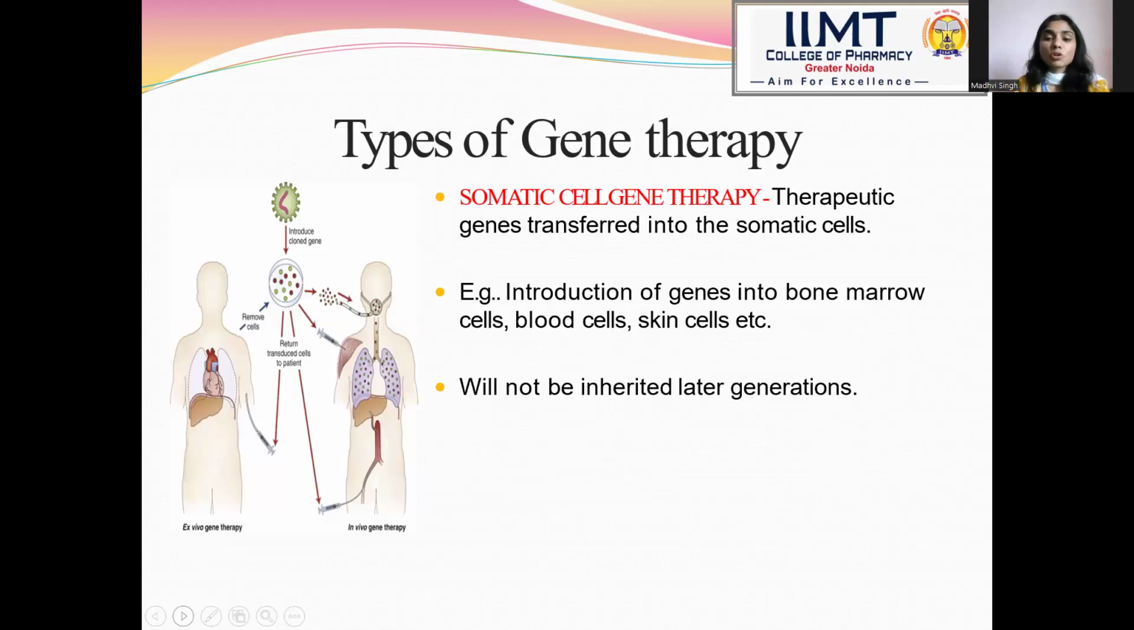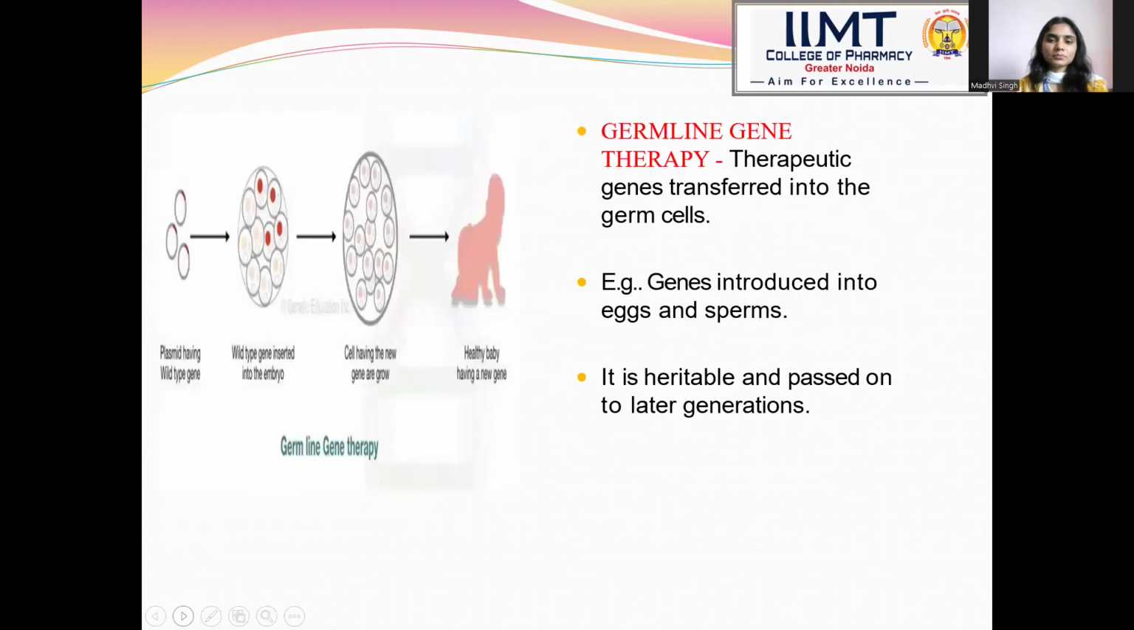Then come the types of gene therapy. First is somatic cell gene therapy and second is germline gene therapy. Let's first discuss somatic cell gene therapy. This gene therapy involves therapeutic genes transferred into the somatic cells. Examples: introduction of genes into bone marrow cells, blood cells, skin cells, etc. It will not be inherited by later generations. Somatic cell gene therapy is not inherited by later generations.